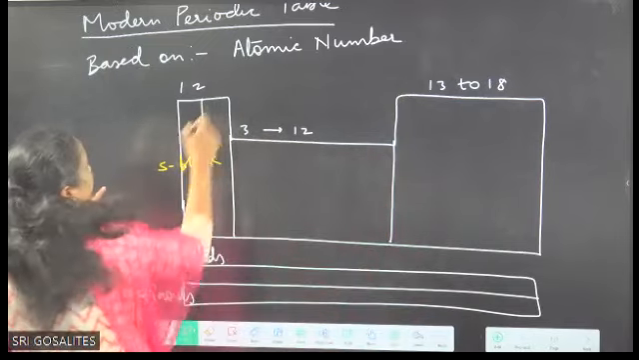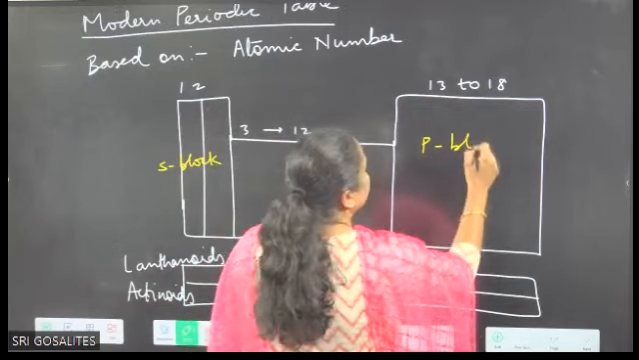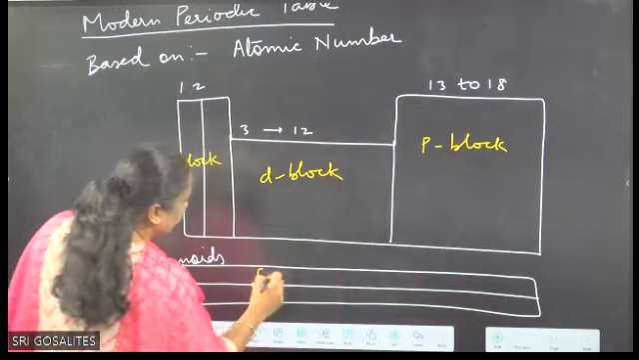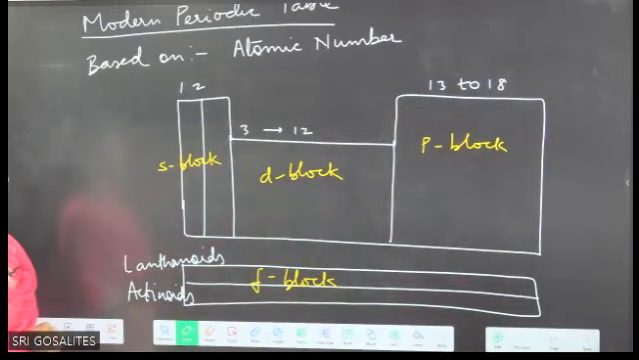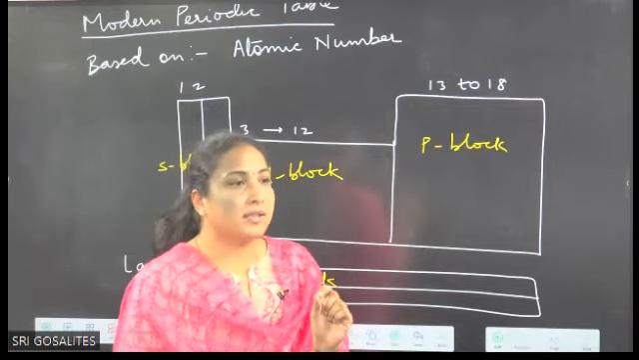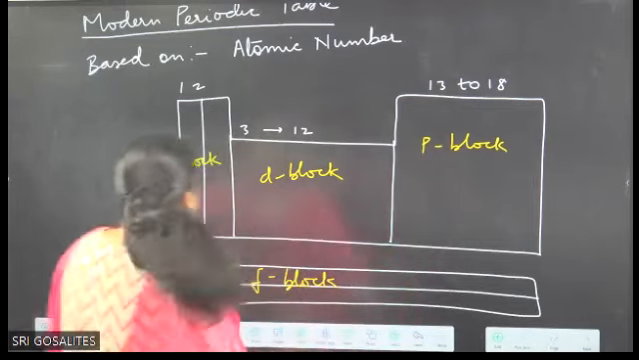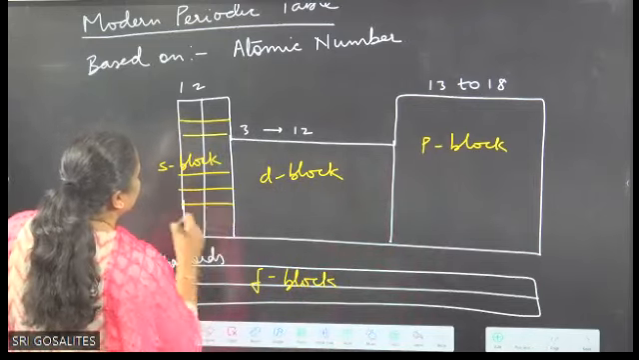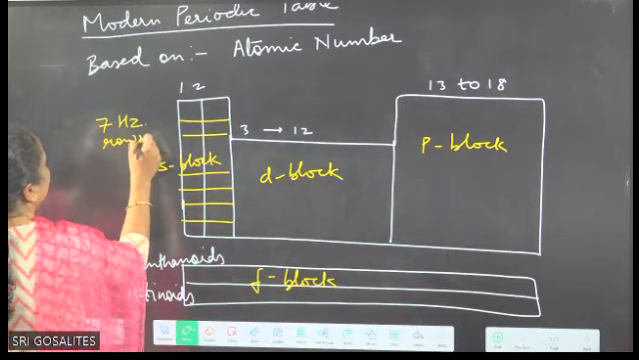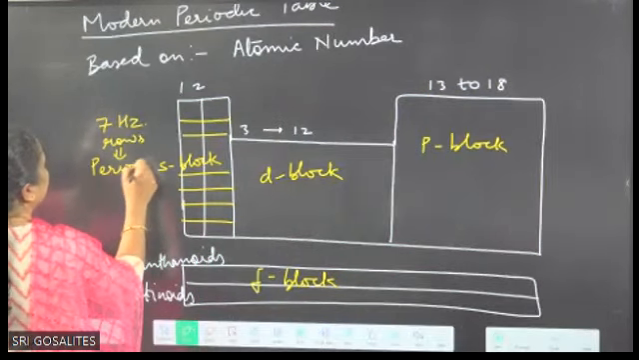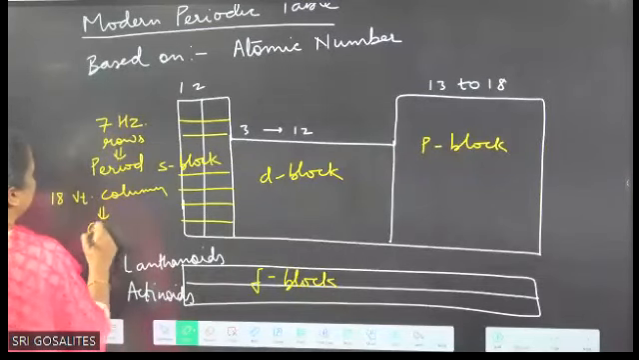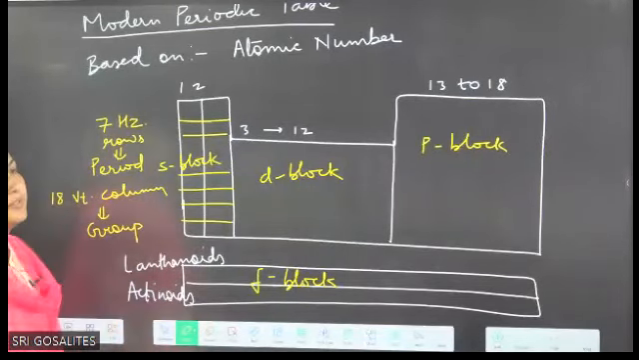So you have groups 1 and 2 as S block, 13 to 18 as P block, 3 to 12 as D block, and at the bottom they are F block elements. The vertical columns are known as groups, and the horizontal rows, there will be 7 horizontal rows, are known as periods, and the 18 vertical columns are known as groups. Are we getting it?